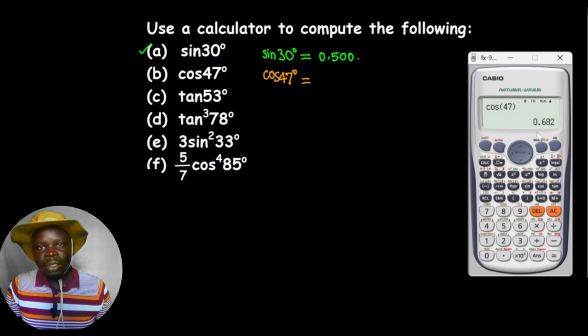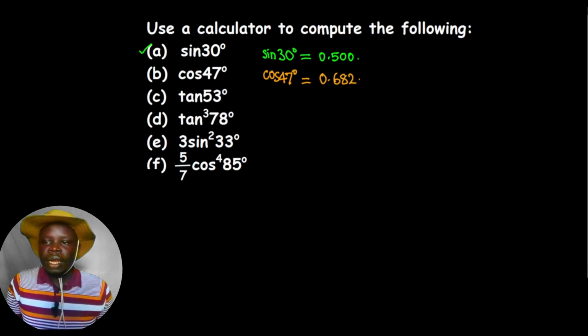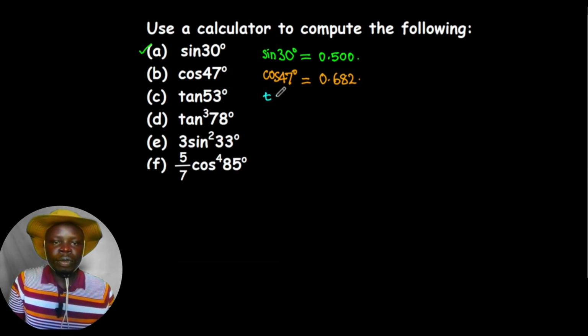Do you have challenges doing your calculation? If you do, please let me know the type of calculator you use. I might make a video on how you can use that calculator. Okay, so let's move on. Our answer is 0.682. And let's move on to the next one here, and that is tangent of 53 degrees.